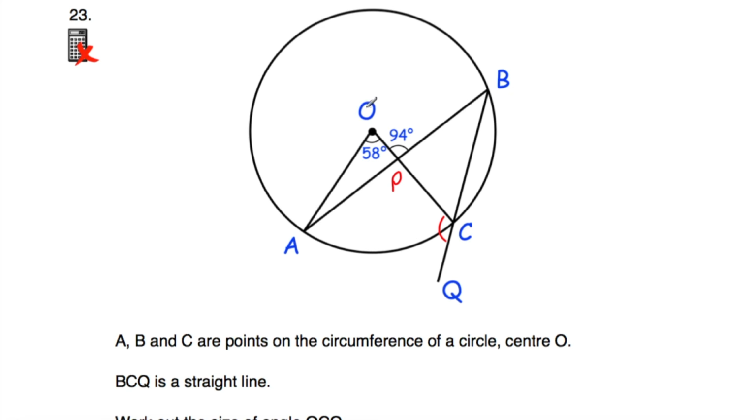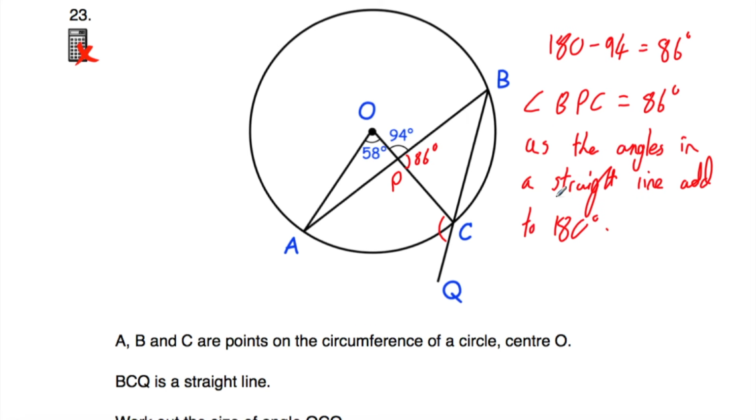Now we know that OC is a radius, and if that's a radius, it means it's a straight line. So that means that if this is 94 degrees, this 94 degrees and this angle here will add together to be 180 degrees because OPC is a straight line. So let's take 94 degrees away from 180 degrees to find the size of this angle. 180 take away 94 is equal to 86 degrees. So that means that this angle is 86 degrees. Let's write that down. The angle BPC is equal to 86 degrees as the angles on a straight line add to 180 degrees.